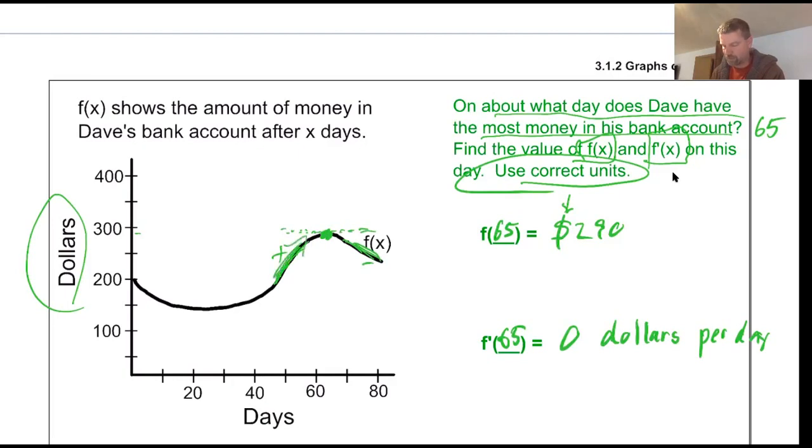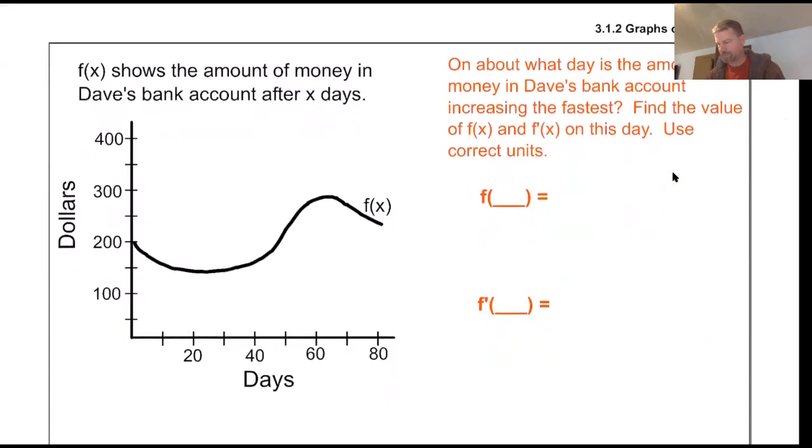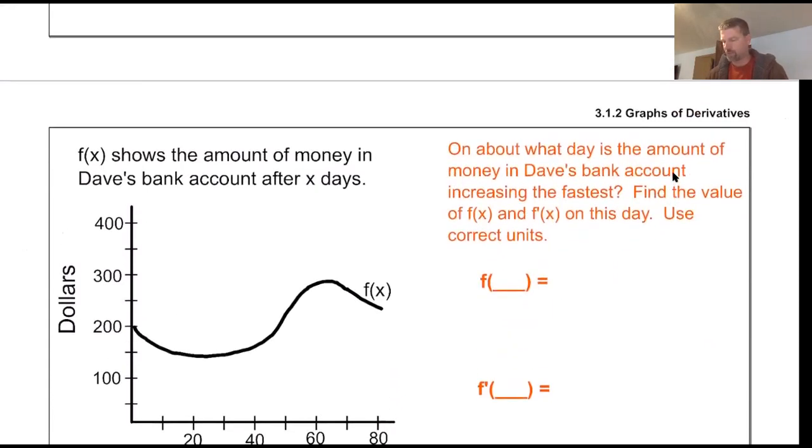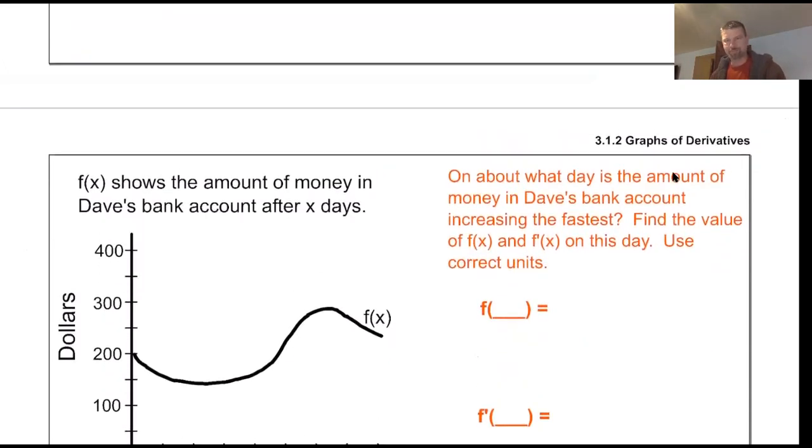Before that, it was increasing. Then it started decreasing. That exact moment of time, he was not making or losing money till the next day. Then his bank account started going down. All right, last one, same thing. If you want to try it on your own, it'd be really useful. Maybe pause it, give it a try. I'm going to go ahead and go over it.